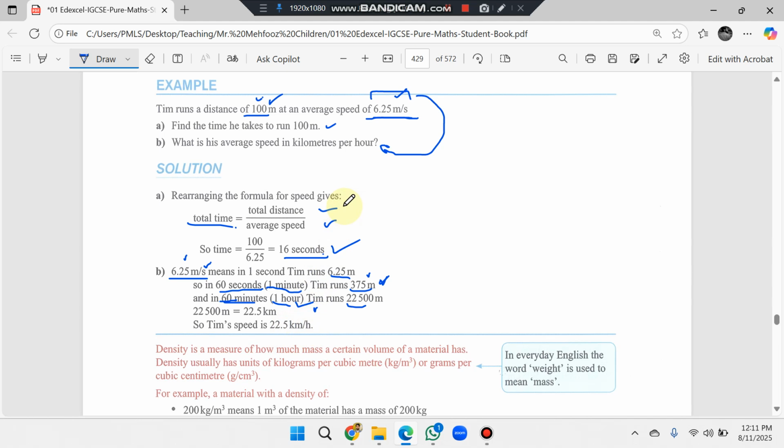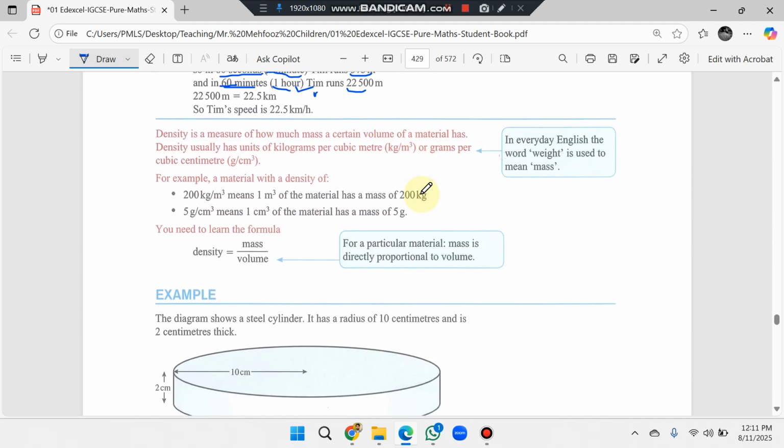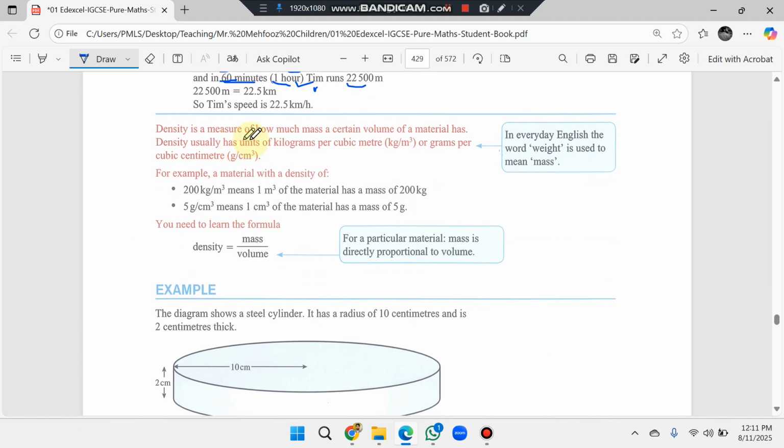Yes. Okay. Do you have any problem? No. Okay, that's good. Next one is density. Density is the measure of how much mass is contained in the volume a material has. So basically density is the mass per unit volume. How much mass is contained in a unit volume. This is called the density.